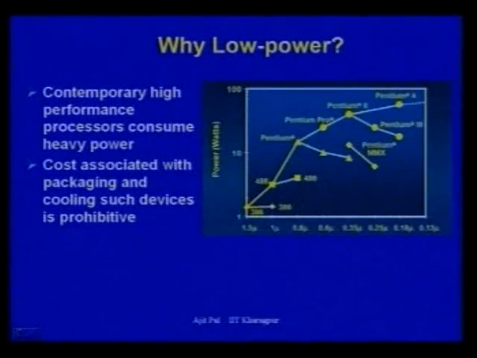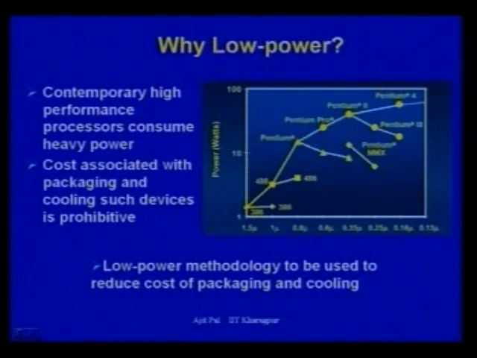And so what is the alternative? The alternative is that we have to adopt a low power methodology to reduce the cost of packaging and cooling. Otherwise, the cost will be so high that one claim of Moore's law, that cost will also decrease, will not hold. Obviously, cost will not decrease if the cost of packaging and cooling is very high.